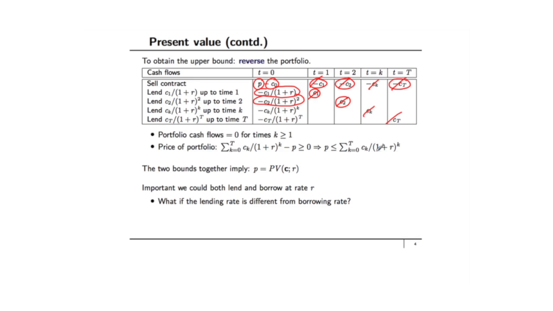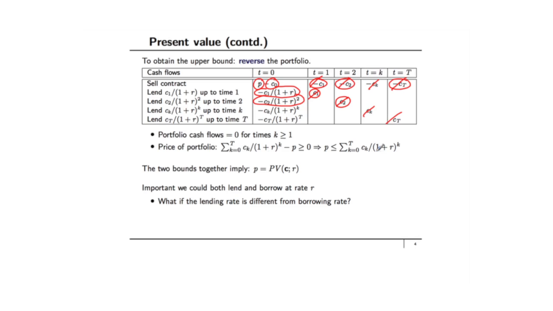The two bounds together imply that the arbitrage-free price, the no arbitrage price for a contract which has a cash flow C0 up through C capital T per period, and in a market where you could borrow or lend unlimited amounts at an interest rate of R per period, is given by the present value. Notice I put a lot of caveats here. I said you could borrow or lend at the rate R. You could borrow unlimited amounts or lend unlimited amounts at the rate R. Both of these are necessary for this price to work out.